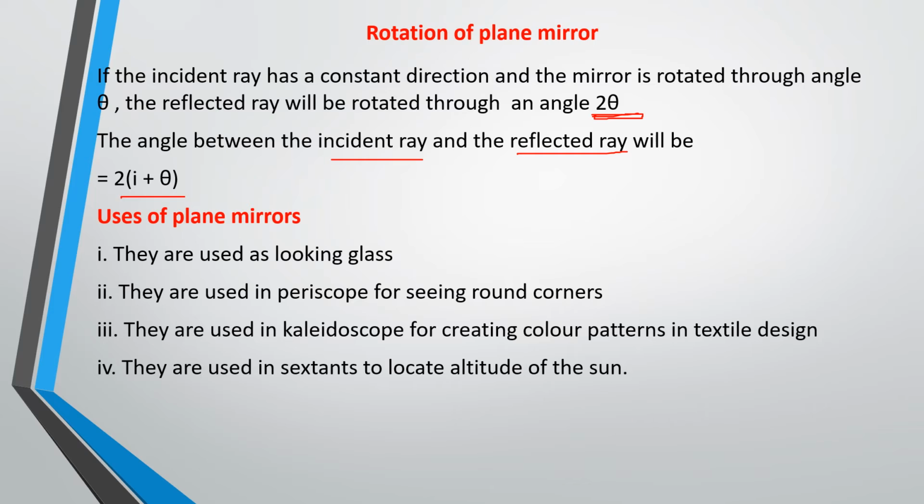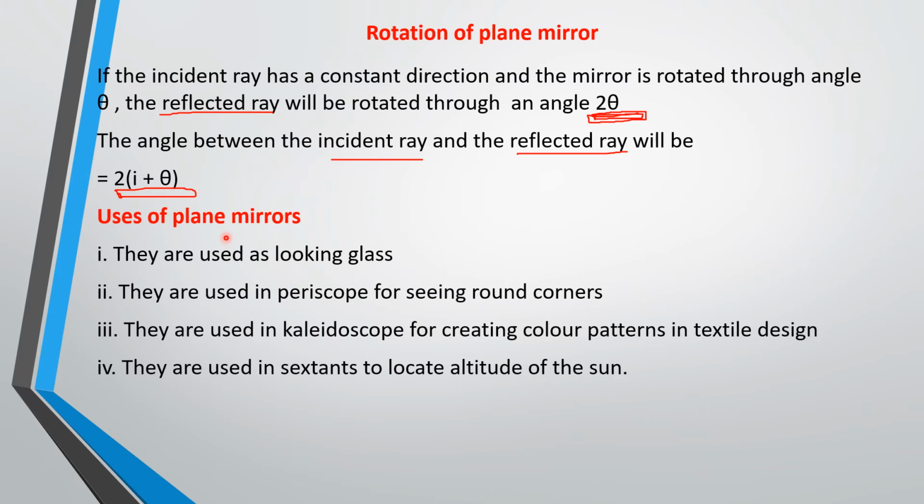Okay, so please, these simple formulas you need to take note of them. Know that when a plane mirror is rotated through angle theta, the reflected ray is rotated through angle 2 theta. Then the angle between the incident ray and the reflected ray is given by the incident angle plus angle theta, all added together, then multiplied by 2.